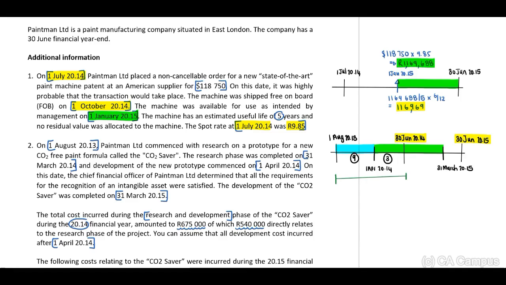And they indicate to us that the total research and development for the 2014 period is an amount of 675,000, of which 540,000 relates to our research phase. Therefore, the remaining portion will be our development phase.